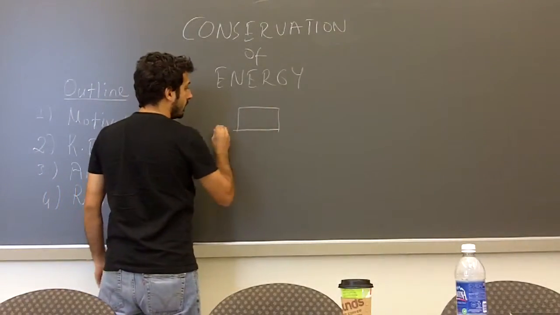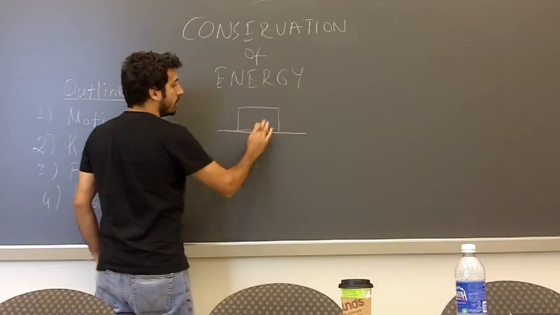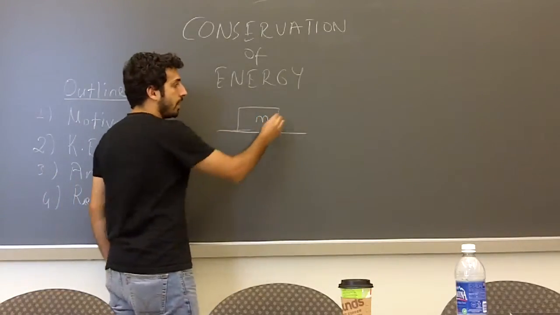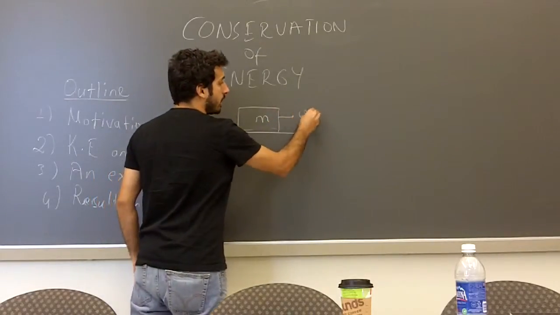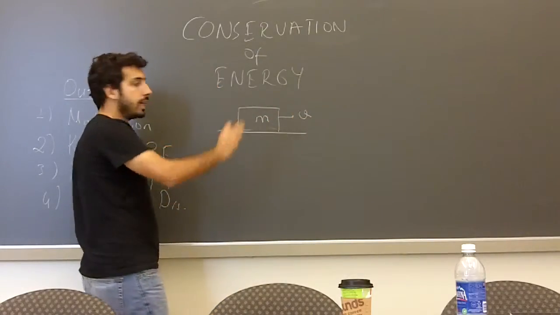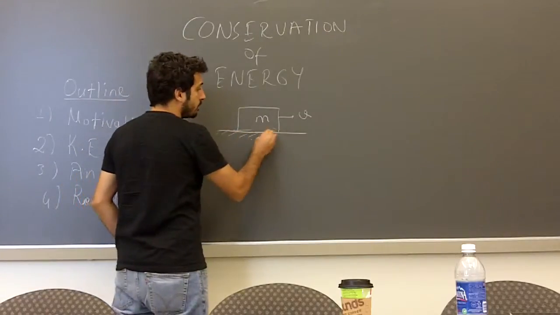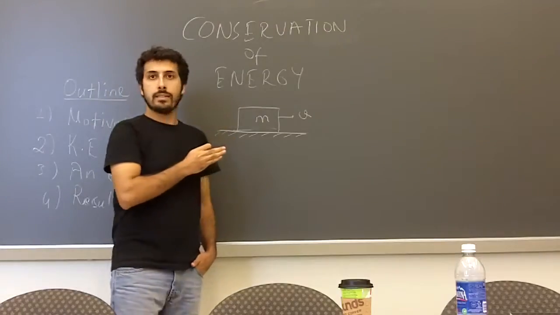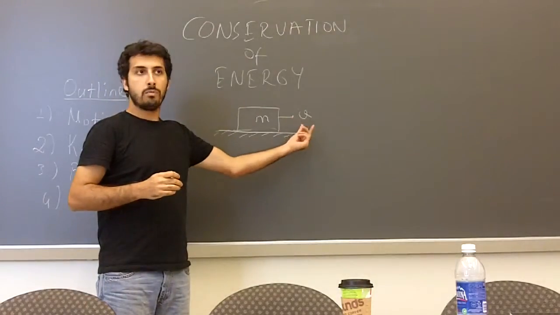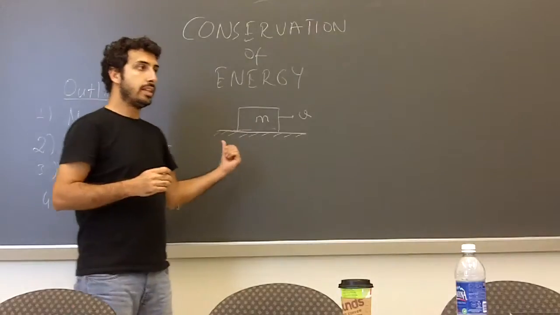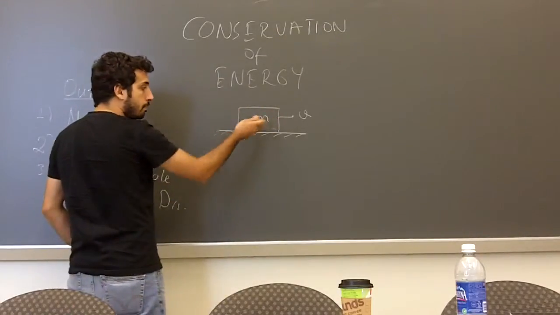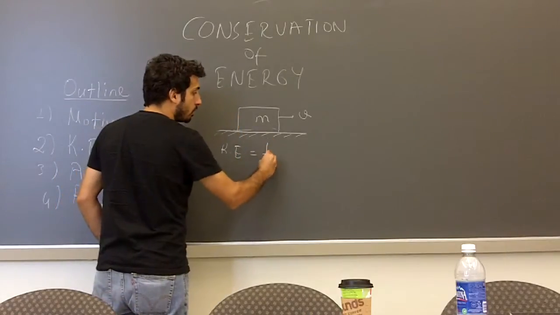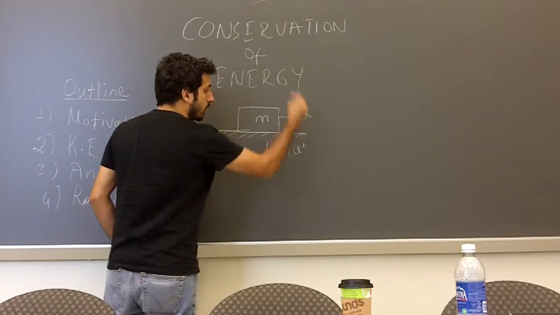Let's see a simple example. Consider we have an object with mass m and with velocity v. It moves to the right, okay? And this is ground. Since the object has velocity v, we can write its kinetic energy in terms of velocity and mass like this. KE equals 1 over 2 m v squared. Okay.